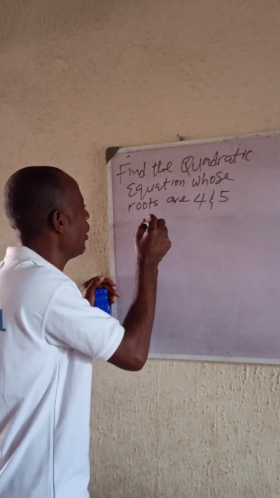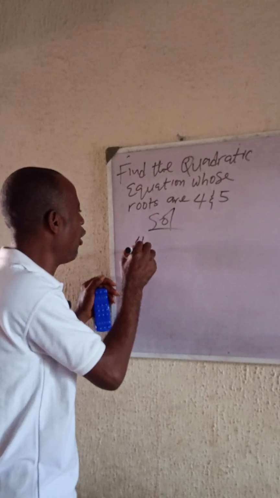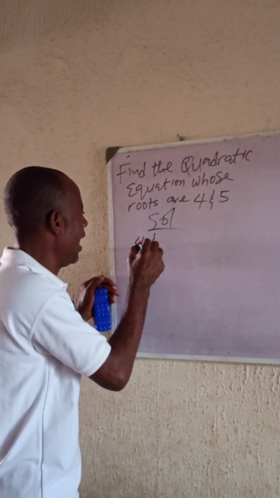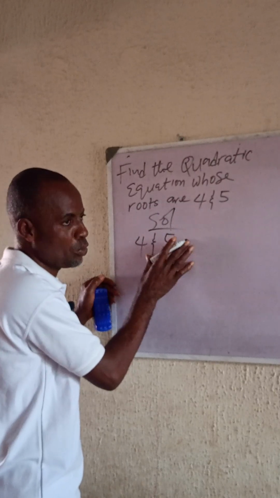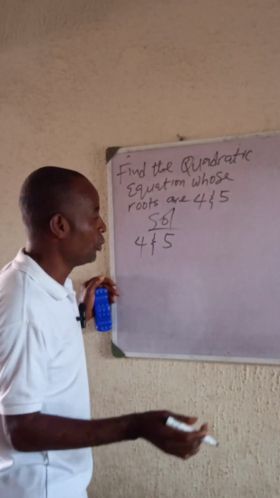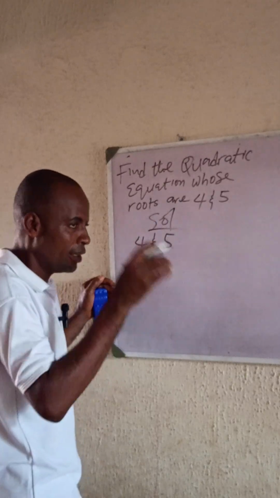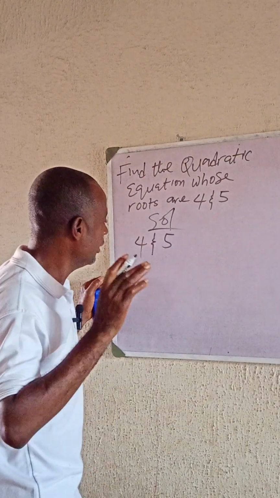So let's go. We have the solution. We are given 4 and 5 as the roots of a quadratic equation. So what is the quadratic equation? We don't know. So we are going to use these two possible answers to work back so that we will arrive at the quadratic equation.